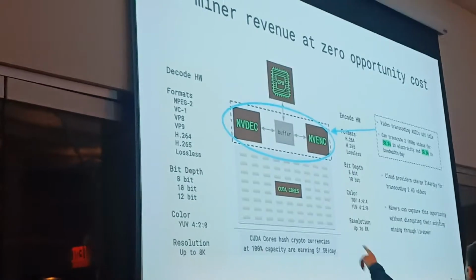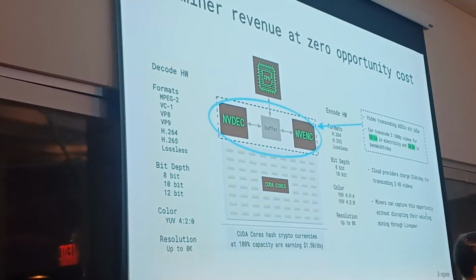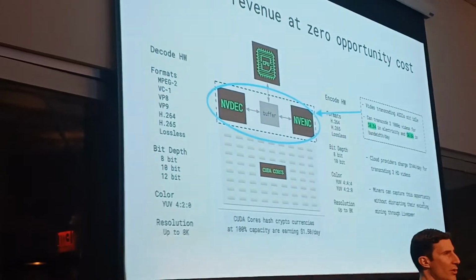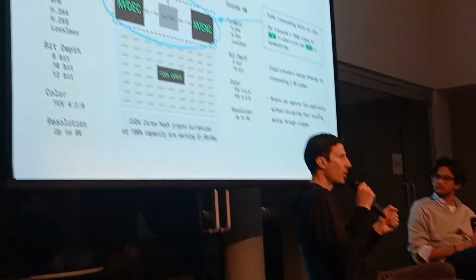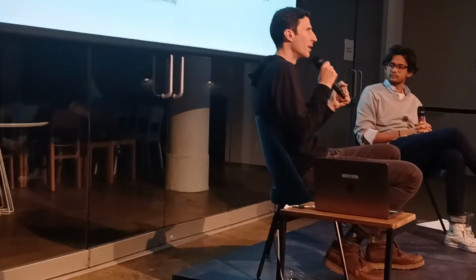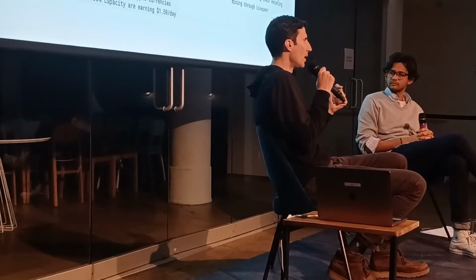And these CUDA cores down at the bottom, those are general purpose compute units. Those are hashing crypto 24/7, right? And they're making a couple dollars a day mining crypto. But these GPUs happen to have these video encoding and decoding ASICs on them called NVDEC and NVENC that can't hash crypto. All they can do is encode video. And it just so happens that in these miners, they're sitting there doing absolutely nothing, right?